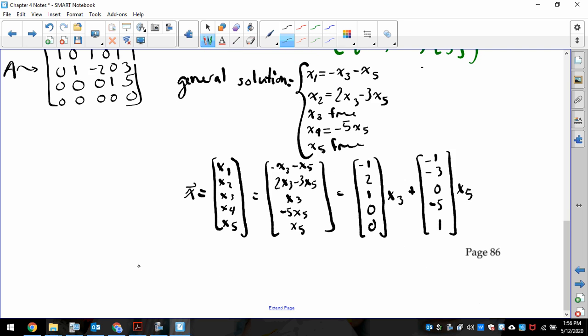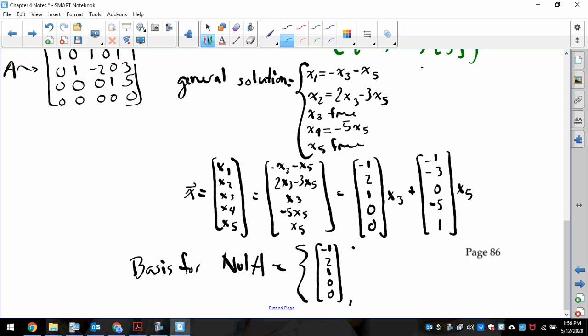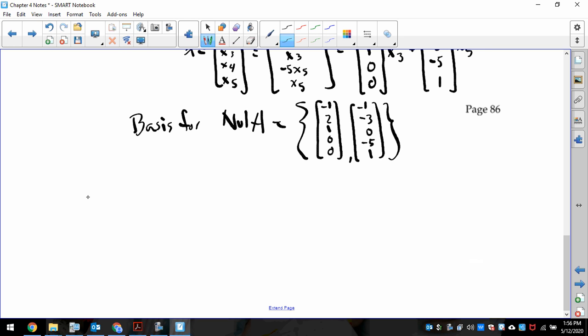And so now we have a basis for null A. Null A is the span of these two vectors. Notice that they come from R5. It's because they need to be compatible with multiplication for the matrix. Okay, there we go. So let's just kind of check our answer.